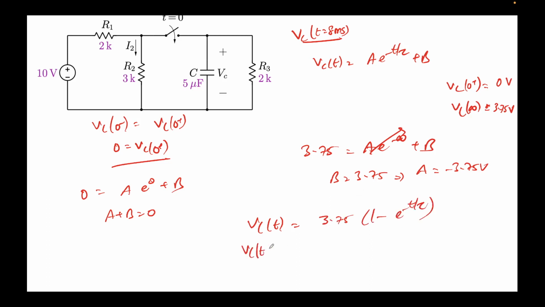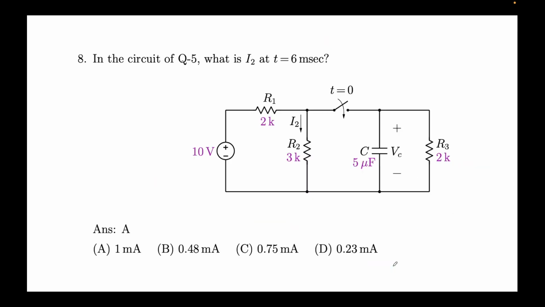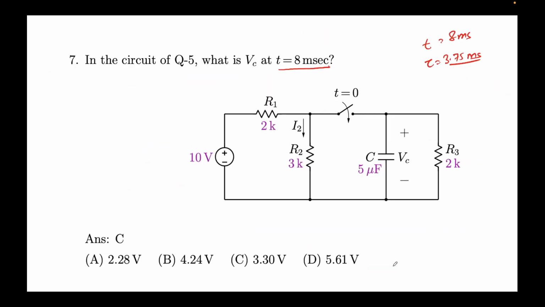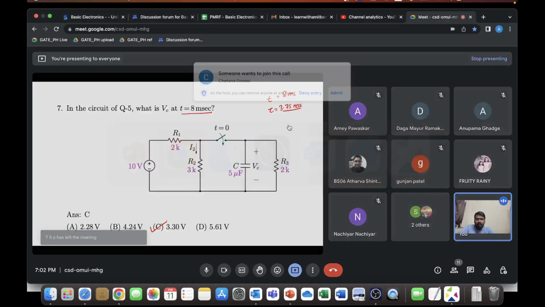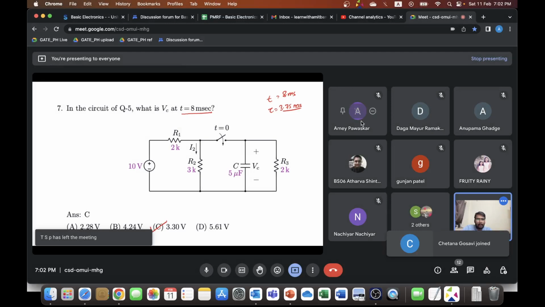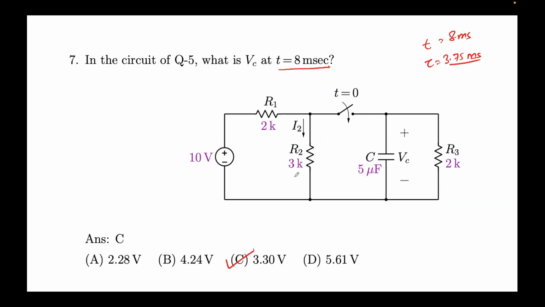Now, at t equal to 8 milliseconds, this will be 3.75 times 1 minus e to the power minus 8 over 3.75. The time constant is also 3.75 milliseconds. I calculated it just now, and it's coming out to be 3.30 volts, which was one of the options over here. So option C is the correct one. All right, so we are almost halfway there.